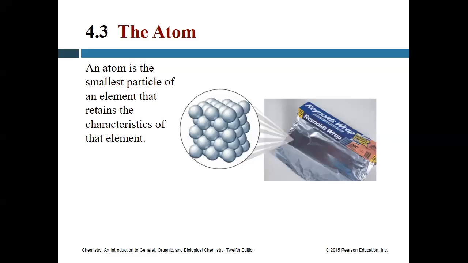We want to start today by looking at the last 3 sections of chapter 4. And in particular, we're looking at those sections dealing specifically with the atom. So we know, we've discussed this already, that the atom is the smallest particle of a substance that retains all of the characteristics of that substance.